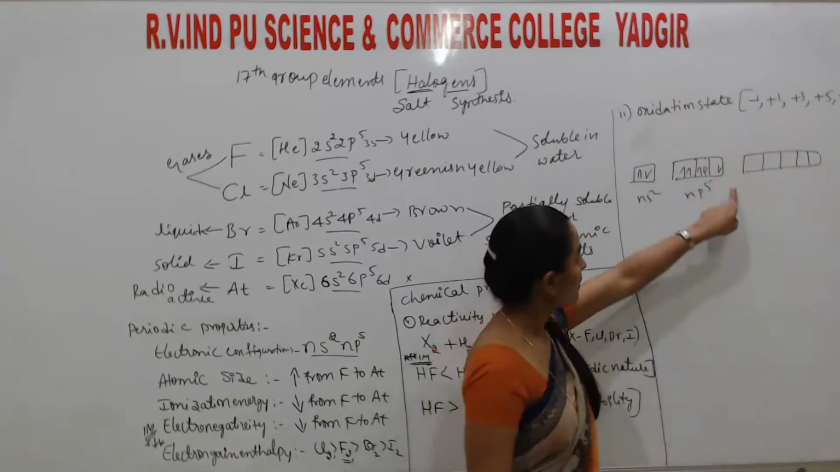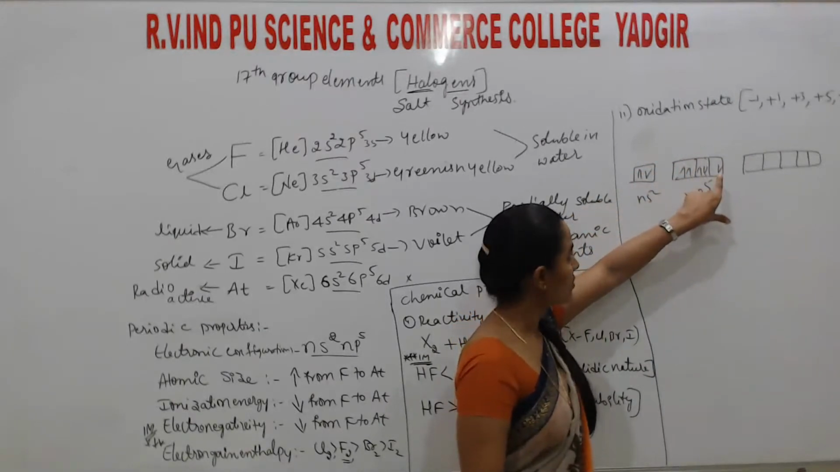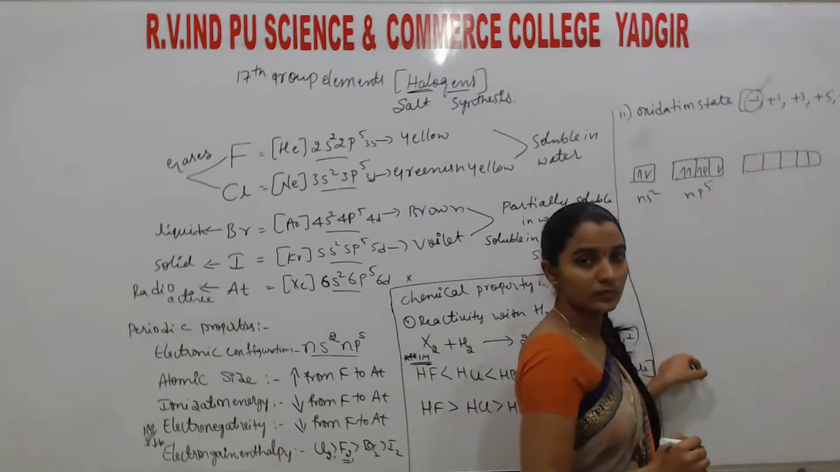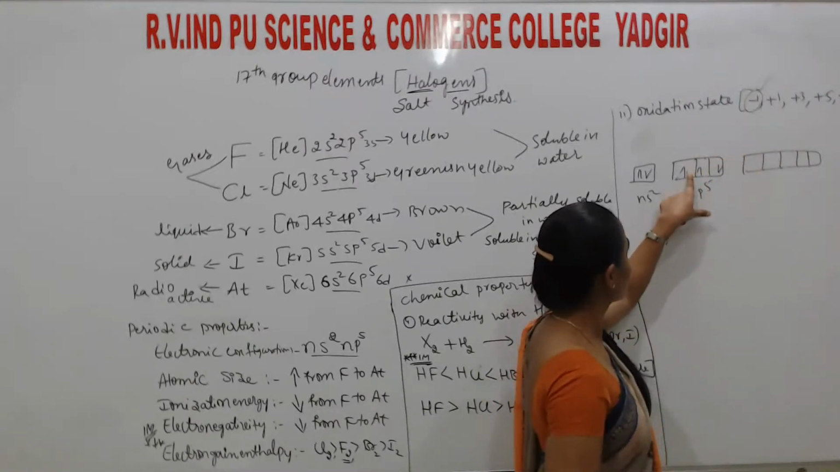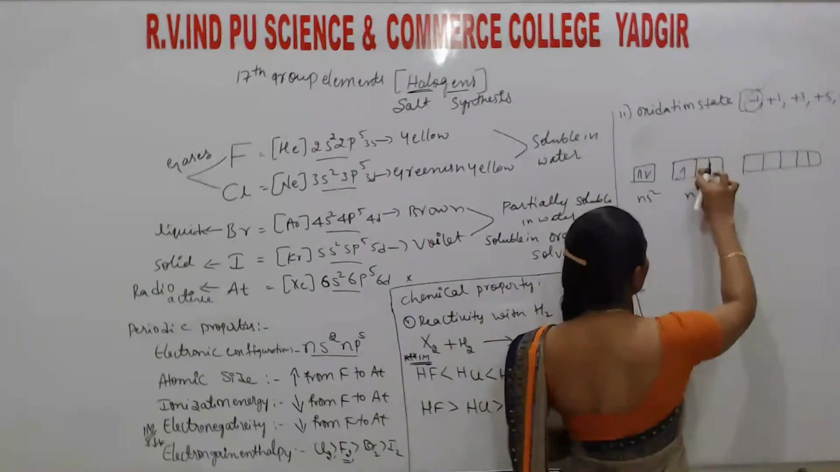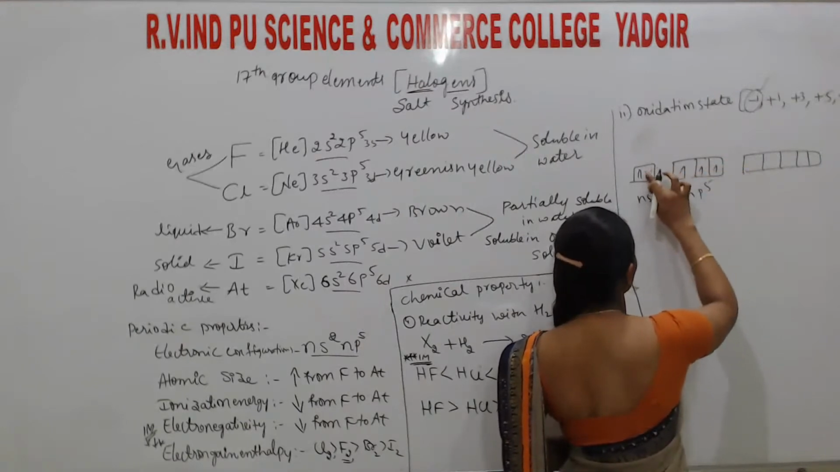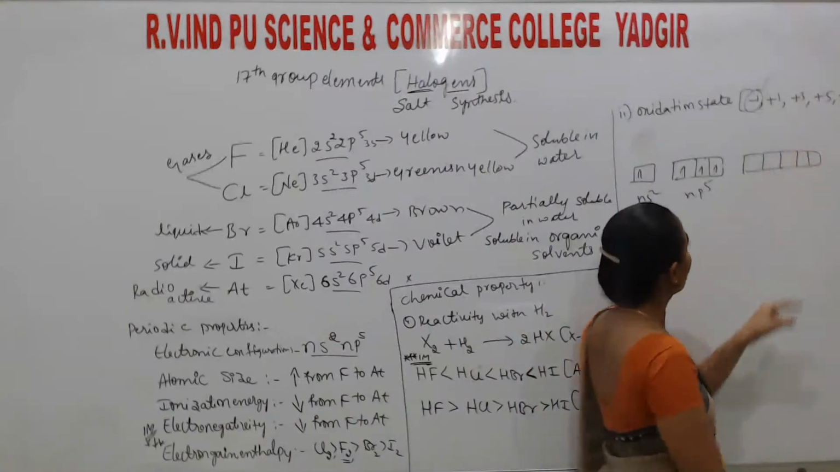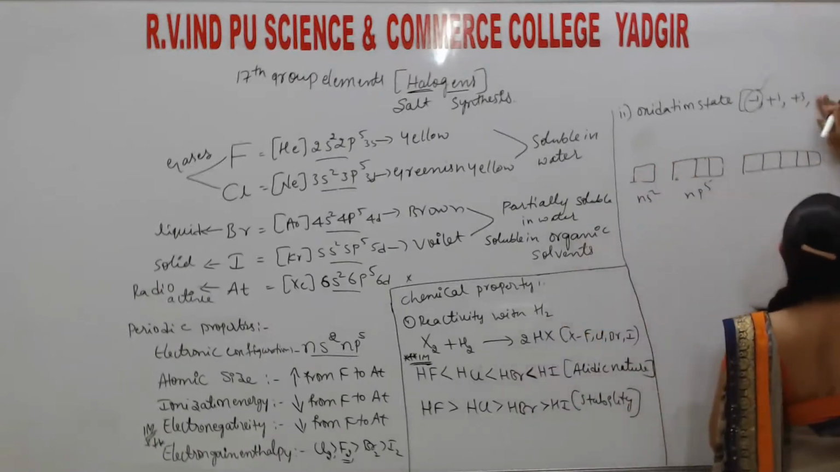So students, listen. They can accept one electron to attain noble gas configuration. That means this is the -1 oxidation state. It can lose one electron, that is +1. It can lose 3 electrons, so +3. Okay? And it can lose 5 electrons, that is +5, and can lose all 7 electrons, that is +7.